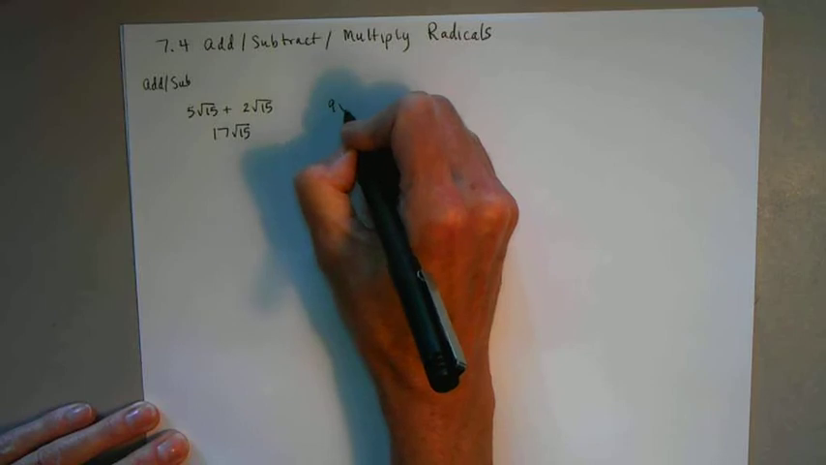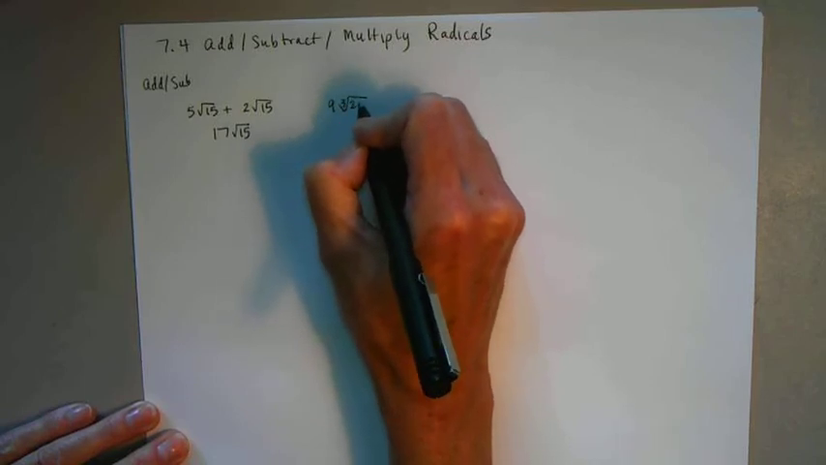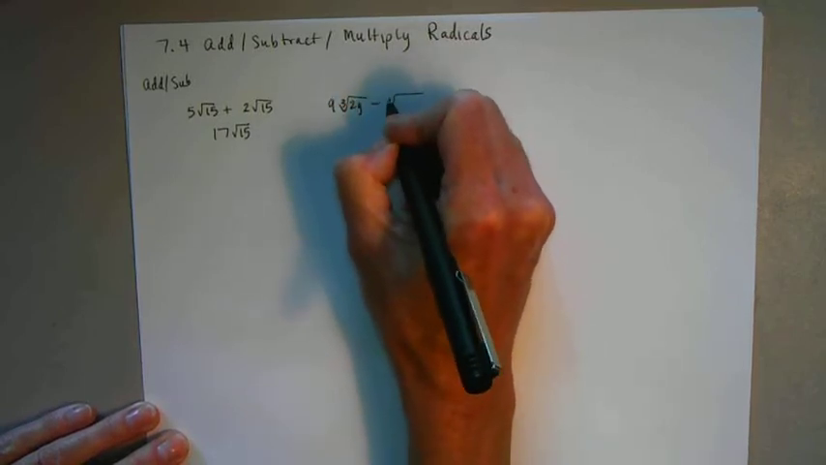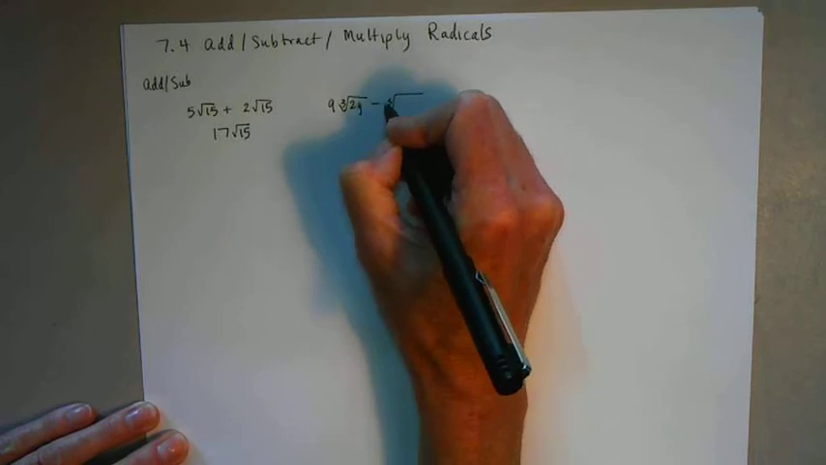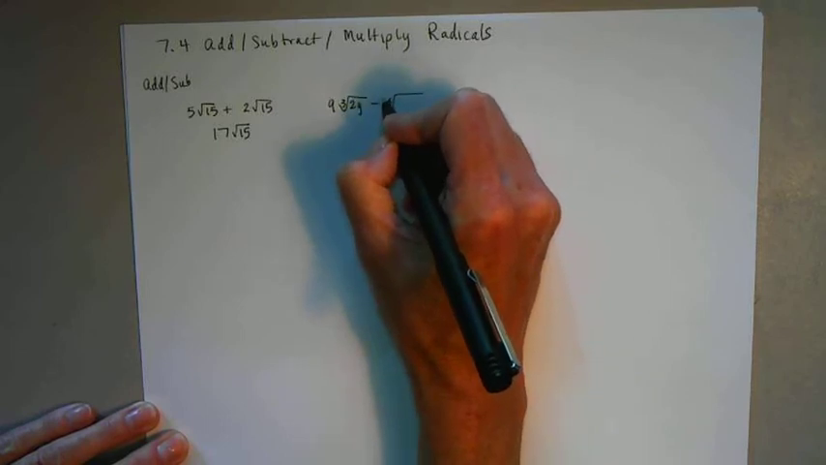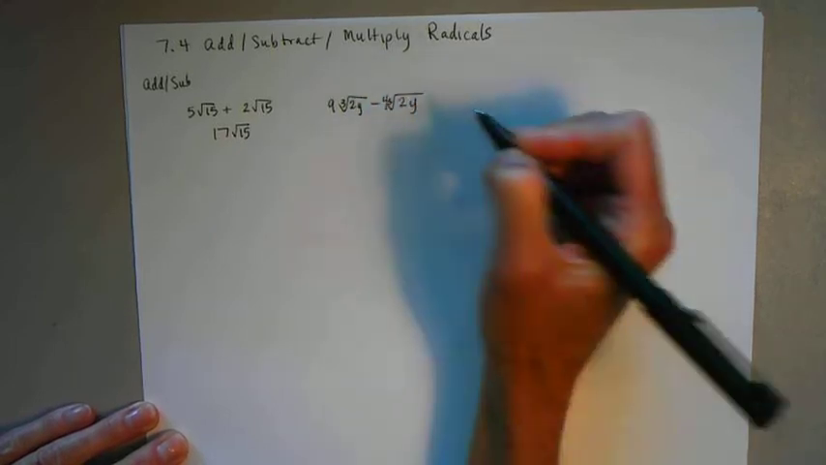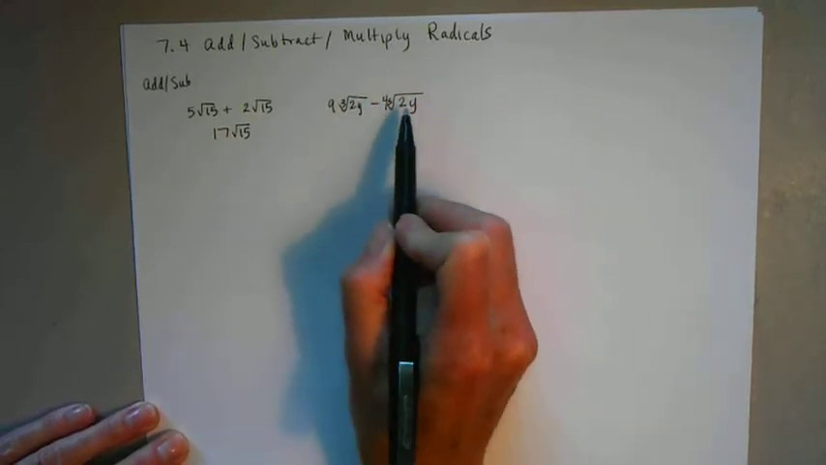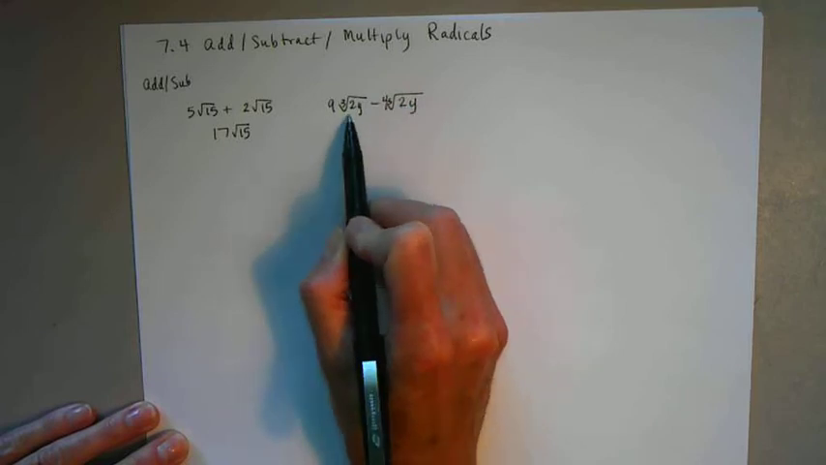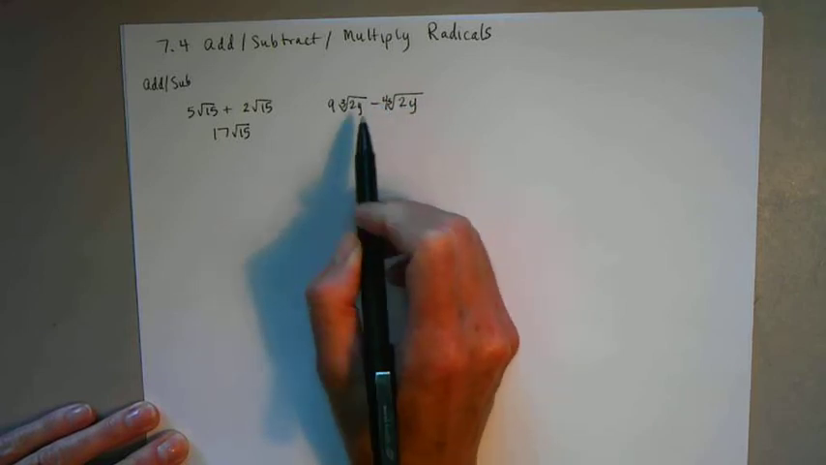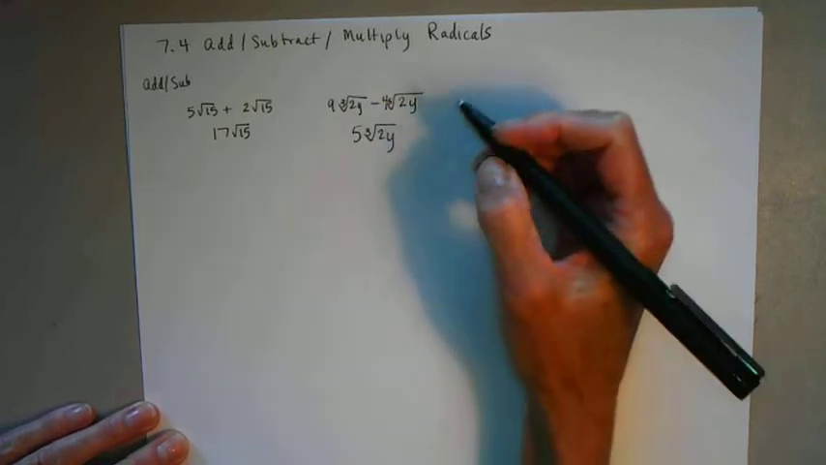So say I even have the cube root of 2y. Subtract the cube root. Let's see. I meant to fit a number in there. So I'll put minus 4 times the cube root of 2y. So once again, the radicand has to be the same. And the root has to be the same. And it is. So you just subtract.